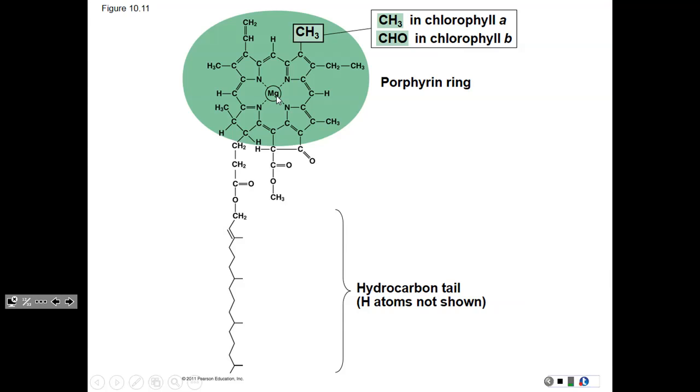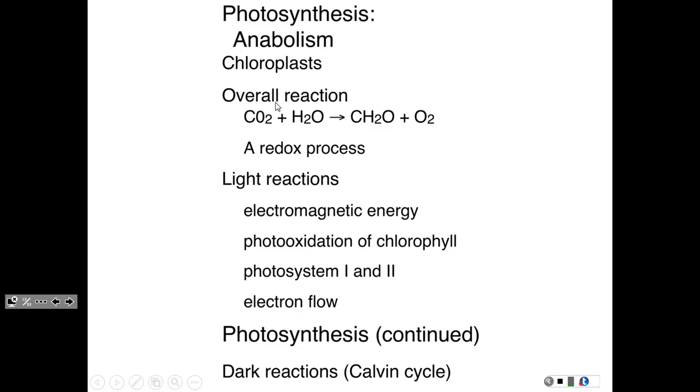That's where the high energy electrons start, and that's also where a high energy electron will need to be replaced to be able to do this process again. All right. So enough about electromagnetic energy, and maybe even enough about the photooxidation of chlorophyll. Let's talk about how it is that these high energy electrons actually get put to use.